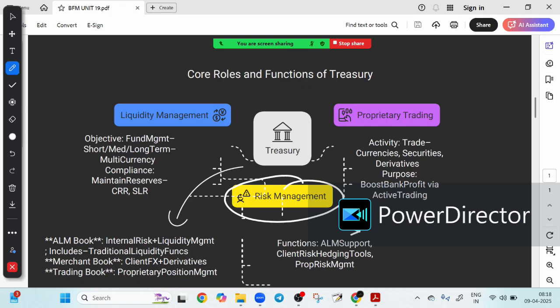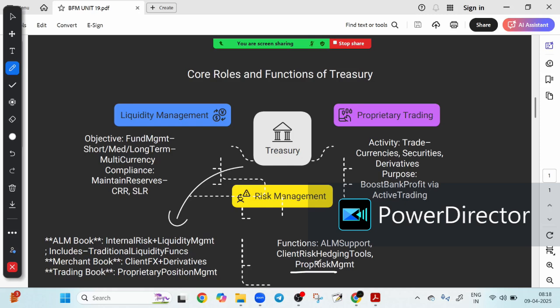By using tools like ALM support, there is a tool that is used. By using tools like ALM support, derivatives is another tool. And then we have the client risk hedging tool. So by using these tools, the treasury safeguards the bank's finances. This role also extends to proprietary risk management, where the bank protects its own position.